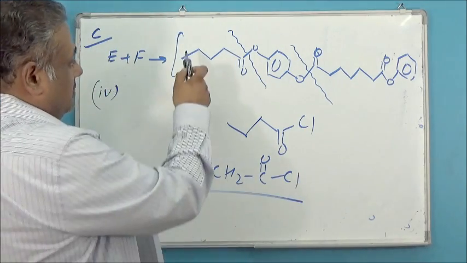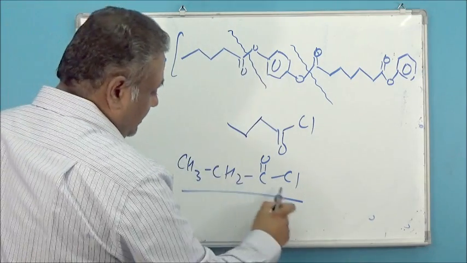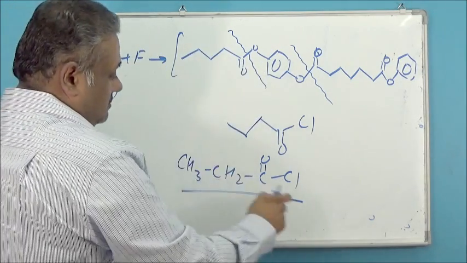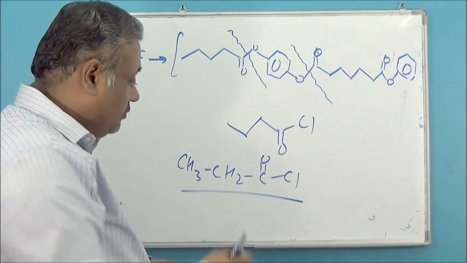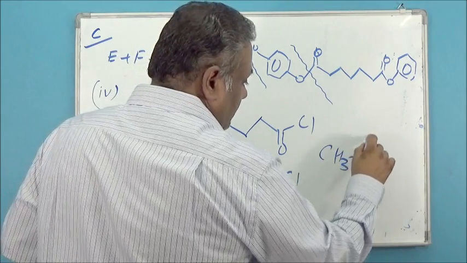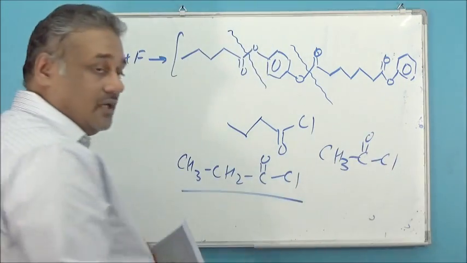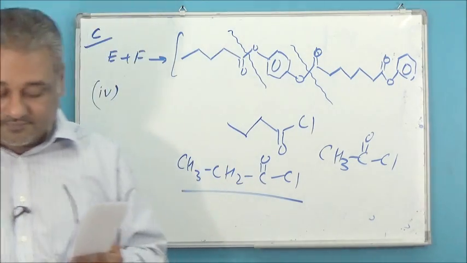That's the 5 carbon. If you notice, this is 1, 2, 3, 4, 5. This is 5 carbon, this is 3 carbon. So the chain is reduced by 2 carbons. So this makes it more rigid. You could even think of this answer, CH3COCl, where it's only 2 carbons. Smaller the carbon chain, more rigid the polymer.